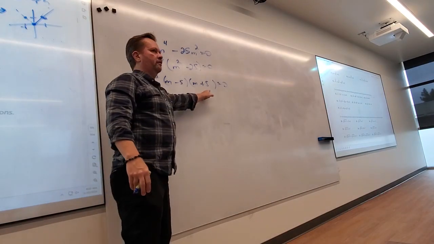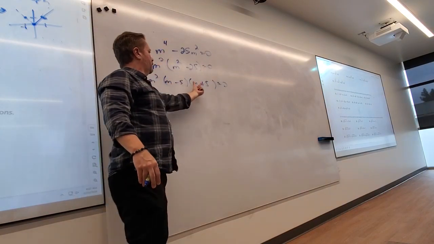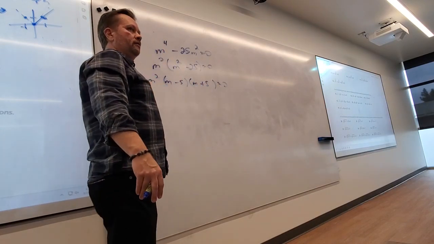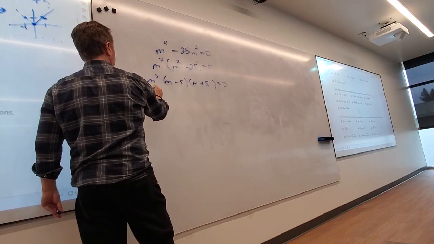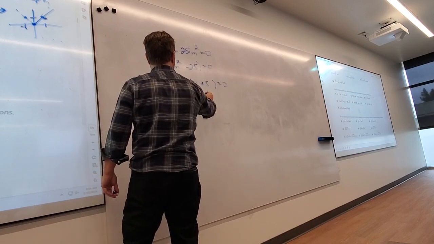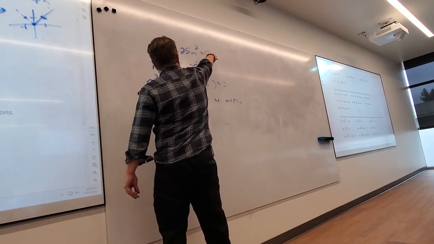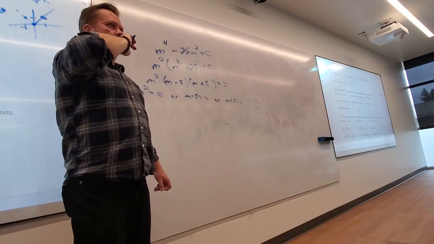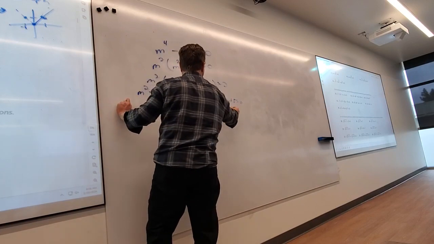How many numbers are multiplying right here? 1, 2, 3. In order for this to equal 0, at least one of these numbers has to be 0. So either m squared is 0, or m minus 5 is 0, or m plus 5 is 0. That's the power of setting it equal to 0 and factoring it, because then you know at least one of those has to be 0. And now you've got simple little things. M equals 0, m equals 5, m equals negative 5. 3 answers.